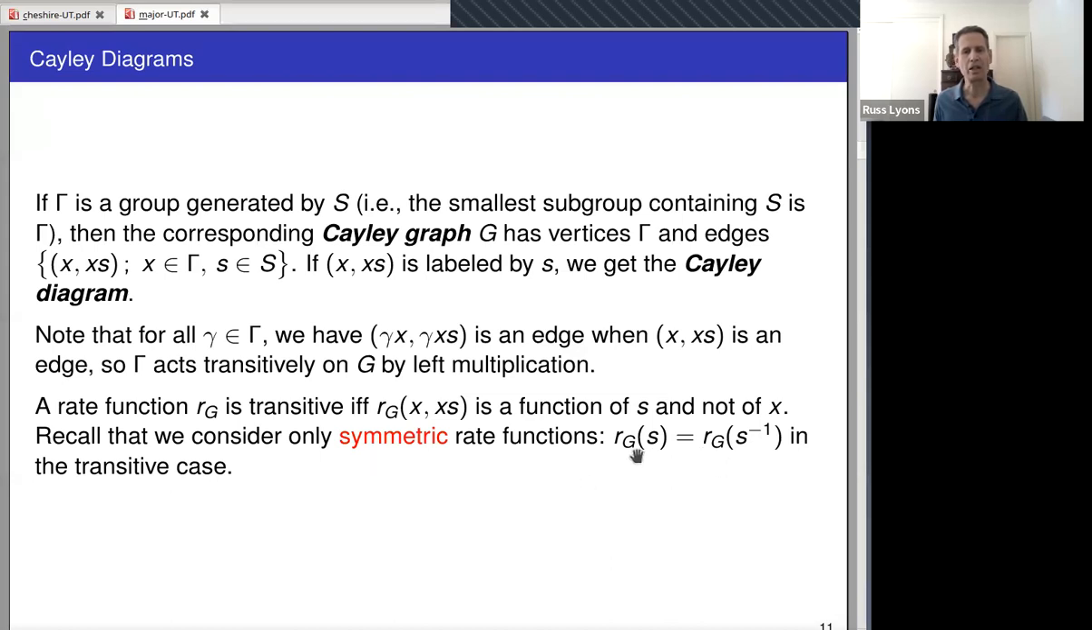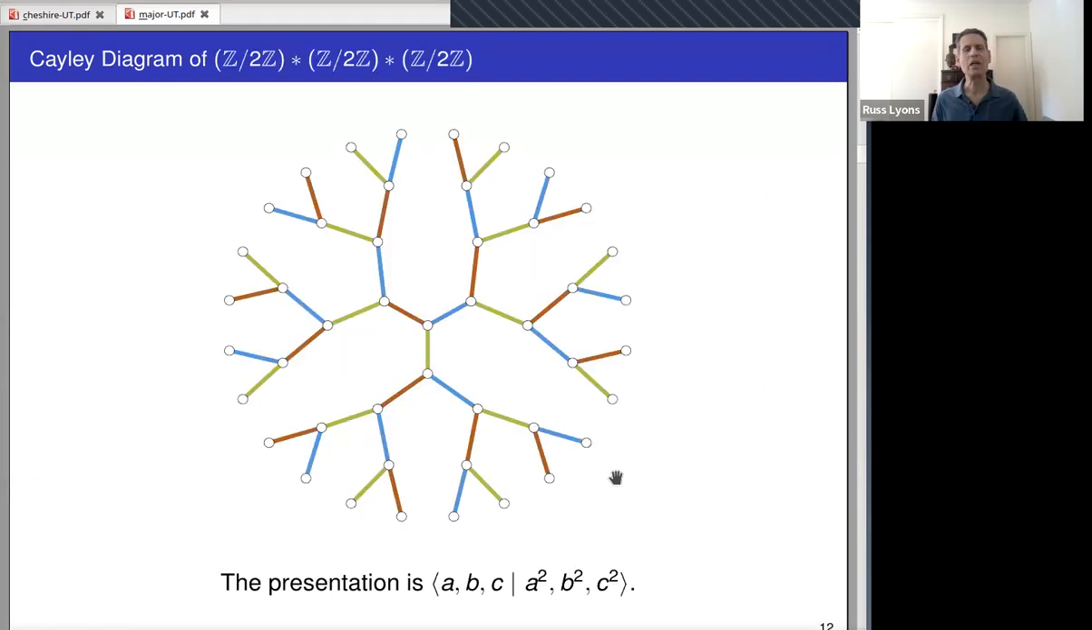So if S is not its own inverse, then this is going to be a requirement. Here's an example of an infinite Cayley diagram, the 3-regular tree, which we talked about yesterday, but this time it's colored with the generators. There are 3 generators, A, B, and C. They're all involutions. So these are the generators and these are the relations: A squared, B squared, and C squared are all equal to the identity, and there are no other relations. And that's why there are no cycles.